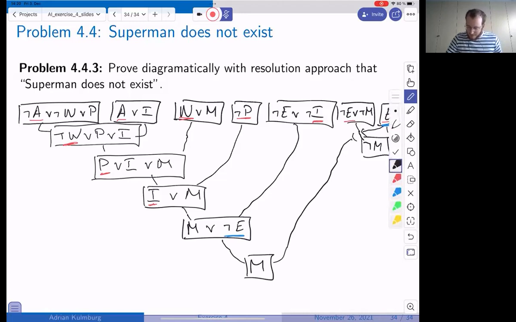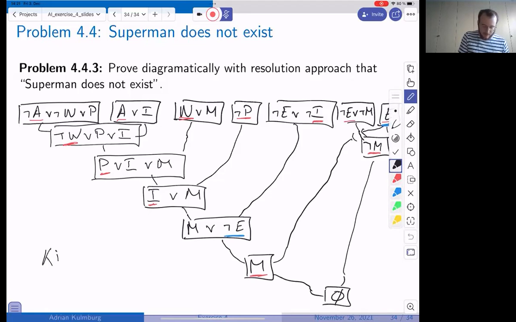And finally, we have our M here and our not M here. You can combine those two and you end up with the empty clause. The empty clause just means, okay, great, we have shown that our knowledge base of all the sentences we had about Superman entails not E. Okay, and that's how you do a resolution graph.